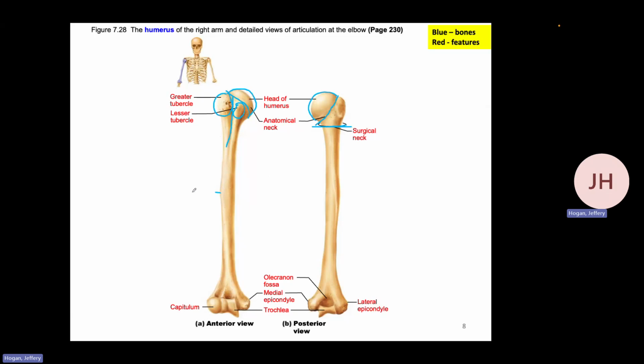We have another little bump, the deltoid tuberosity, right there. So, triangle for deltoid tuberosity there. And that is the insertion of your deltoid muscle, that shoulder cap. And then we have the long shaft through here.